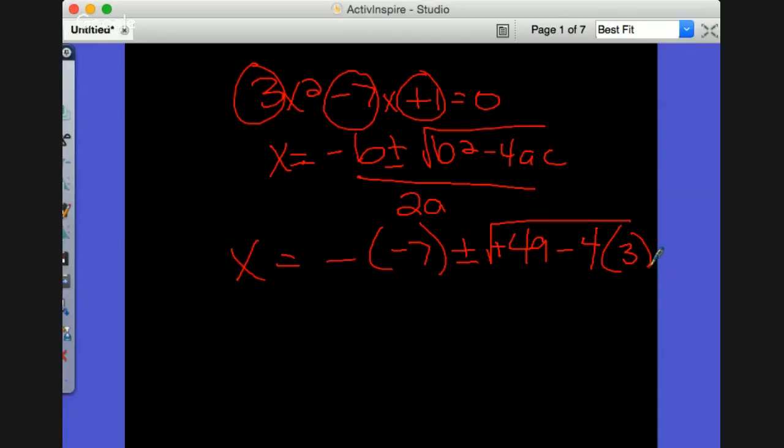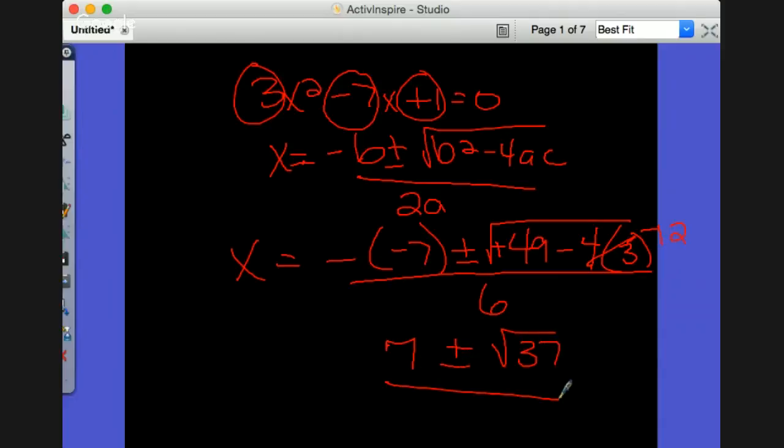All right, as we simplify, oh yeah, forgot one more thing: 2a, which would be 6. Very good. So we have everything we need right there. Now, inside the square root, what can we turn that into? We can turn this into negative 12. So 49 minus 12, what would that get us? 37. All right, so we have 7 plus or minus the square root of 37 all over 6.